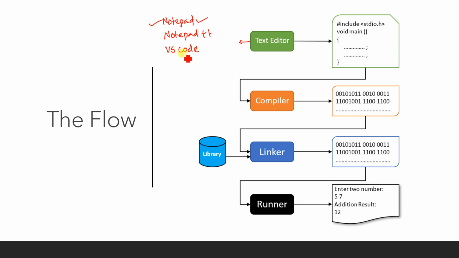VS Code is Visual Studio Code. You can use this editor for writing your C program, or you can use Code::Blocks. Code::Blocks is also a text editor, and you can also use Dev C++. Those are the different editors provided by different companies. You can download those. Some are already present in your machine, and you can write your program.